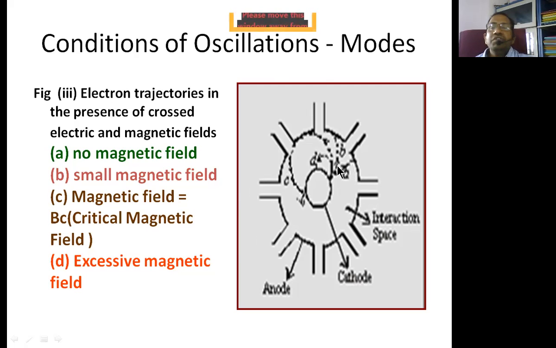When you apply this small magnetic field, what will happen? The electrons which were flowing before in the A path, when there was no magnetic field, are now going to take a little curve. But these electrons should touch and come back once again, and they are not coming back. After one cycle, two cycles, three cycles, or n cycles, somehow the electron should come back to the cathode in order to complete a cycle.